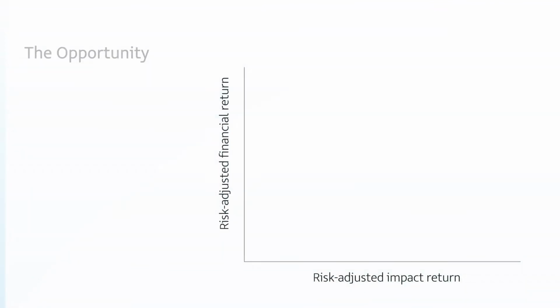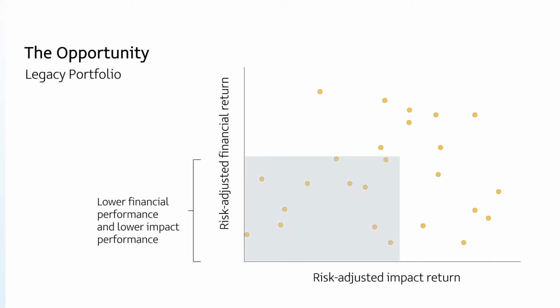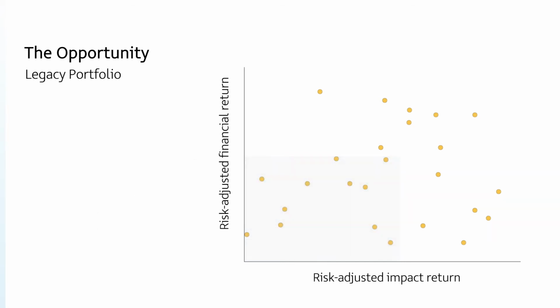When investors undertake this exercise for the first time, often on a legacy portfolio, it may reveal significant opportunities to improve that portfolio. Let's imagine that each dot on this graph is an investment in a legacy portfolio. There are several investments in the lower left that have both lower financial performance and lower impact performance. Those might be ones to consider exiting. Of course, it seems obvious when it's laid out in a graph like this, but it may not be obvious for investors that haven't looked at their portfolios this way.